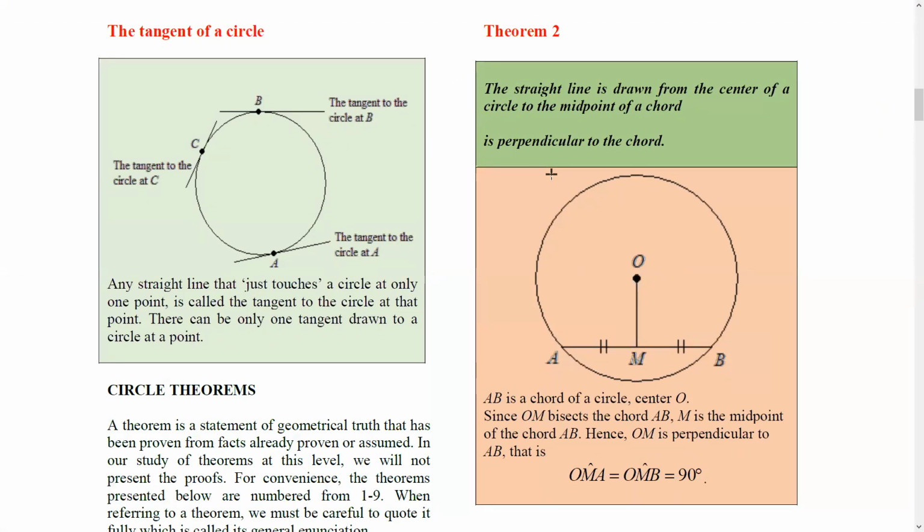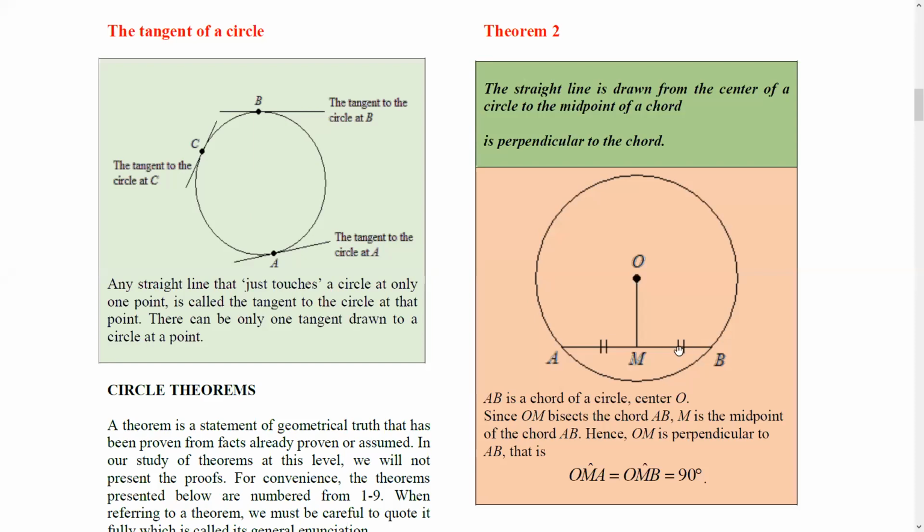So theorem 2: the straight line drawn from the center of a circle to the midpoint of a chord is perpendicular to the chord. So if we have a chord AB, as you all can see here, and we have the center of the circle O, we can say that OM bisects the chord, and therefore M is the midpoint of the chord AB. In other words, it's the center, basically, right? So we can say that OM is perpendicular to AB. It's very similar to the first rule, right?